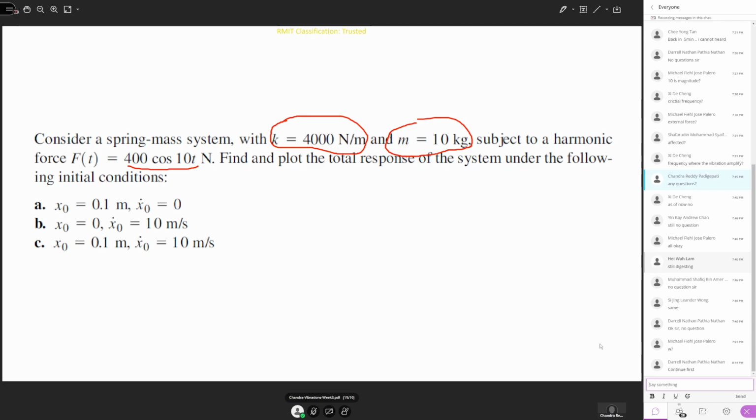So omega will be 10, and F naught is 400.